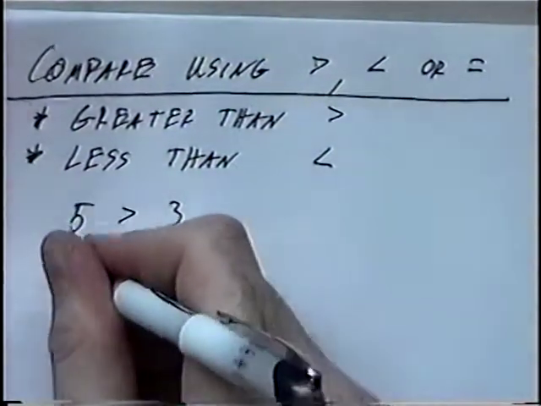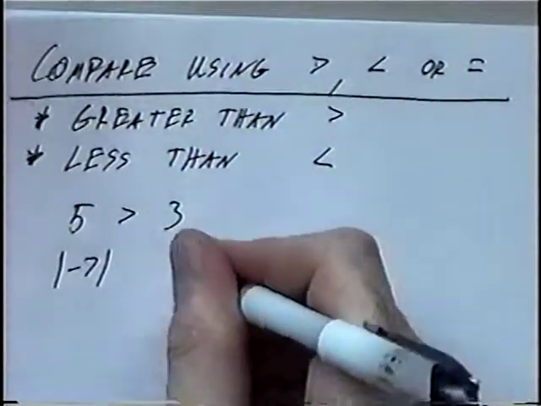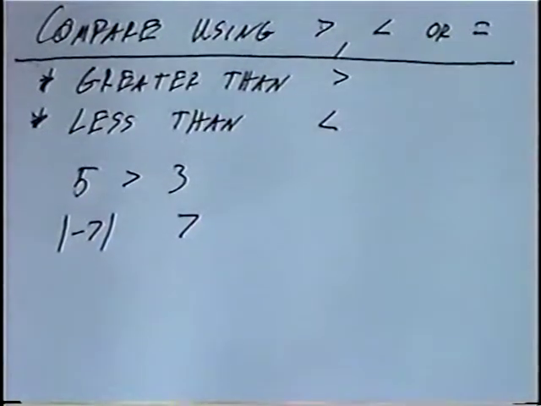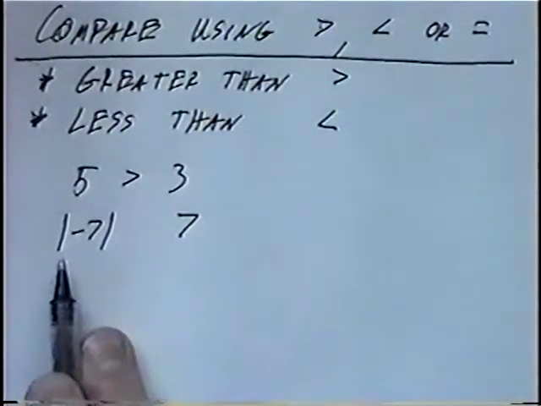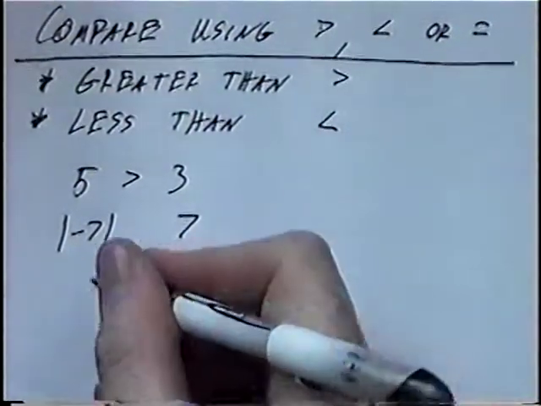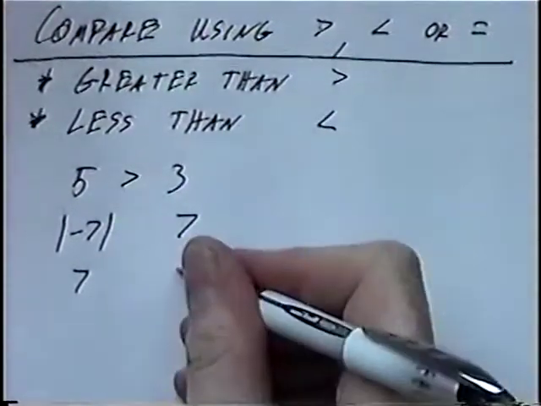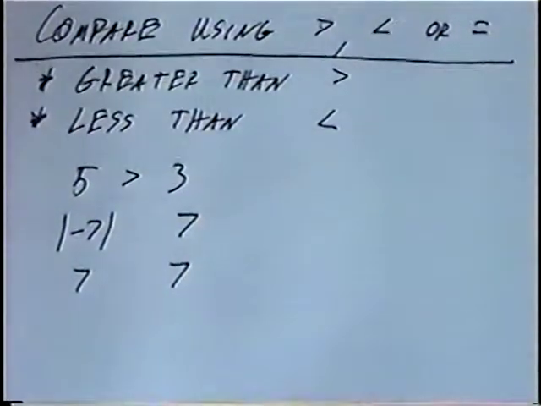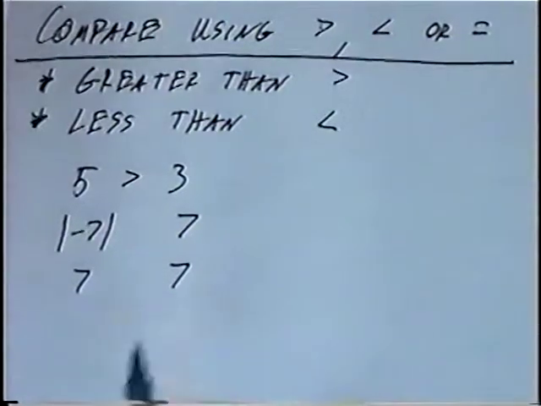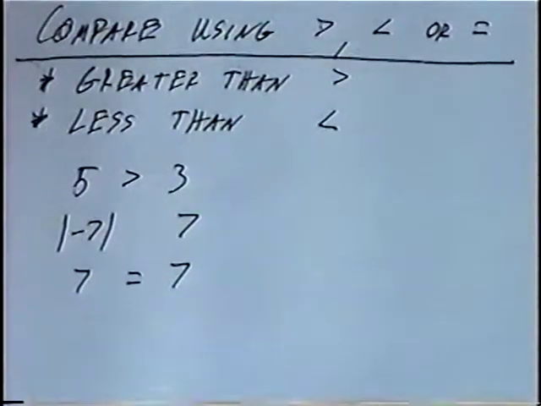Second question, we'll have absolute value of negative 7. And on the right hand side, we'll have positive 7. And again, like before in the previous section, absolute value of a negative number, or negative 7, we can take off the absolute value signs and change it to a positive number. So we'll have positive 7 on the left hand side, and the right hand side would stay the same. So now we have 7 on one side, 7 on the other side. It's not greater than or less than. In this case, 7 is equal to 7.